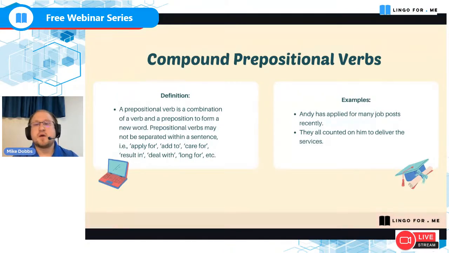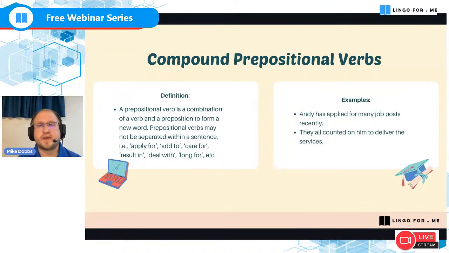So if a friend says, do you want to go out and eat at a restaurant tonight? You might say, I can't, I am busy. I have to care for my younger sibling or sister or brother. Result in, so if you're talking about football, or in the United States, we call it soccer, you could say the goalie or the goalkeeper made a mistake and it resulted in the team losing the game.